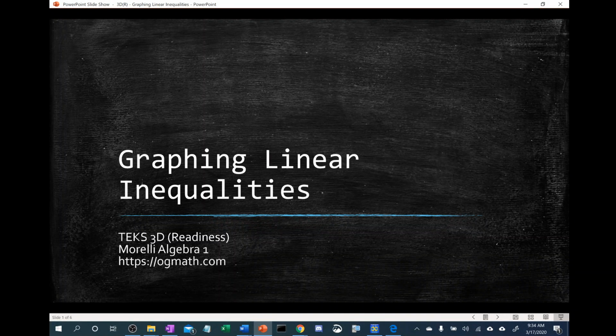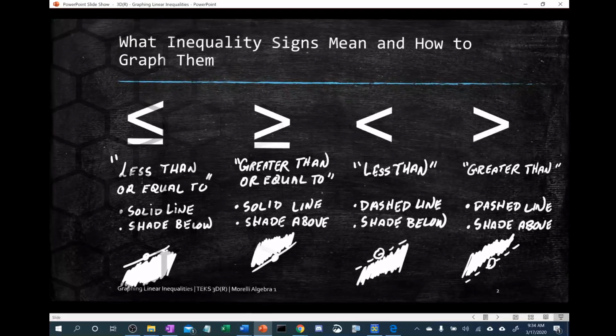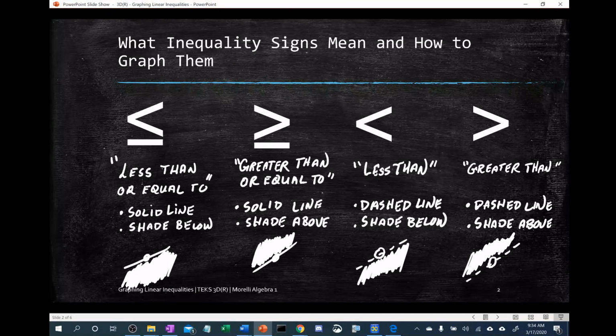Welcome, Algebra students. In this tutorial, we will learn how to graph linear inequalities. This is a readiness TEK called TEK 3D, and we will begin by examining the four principal inequality symbols.